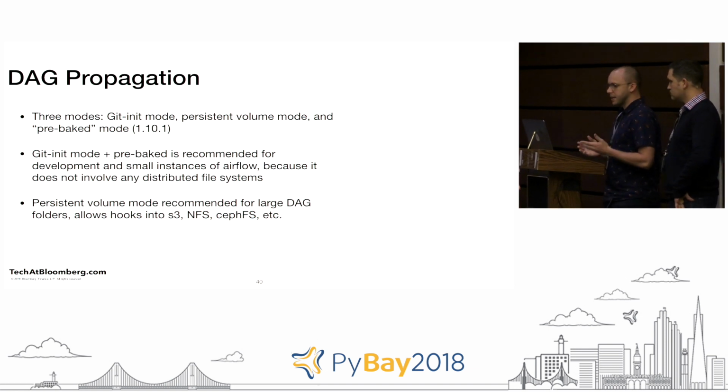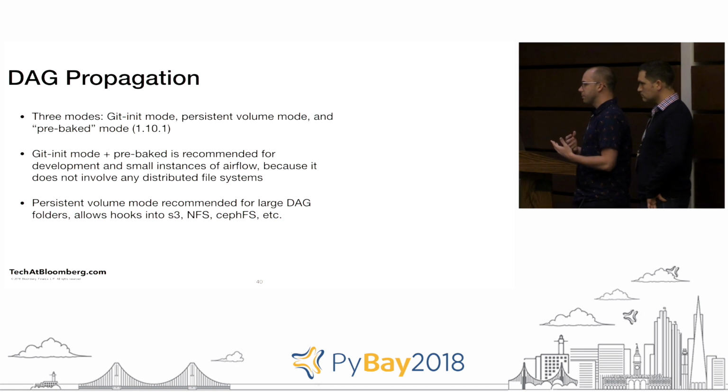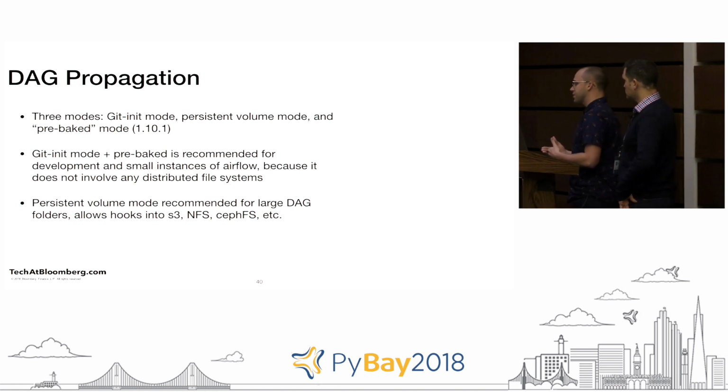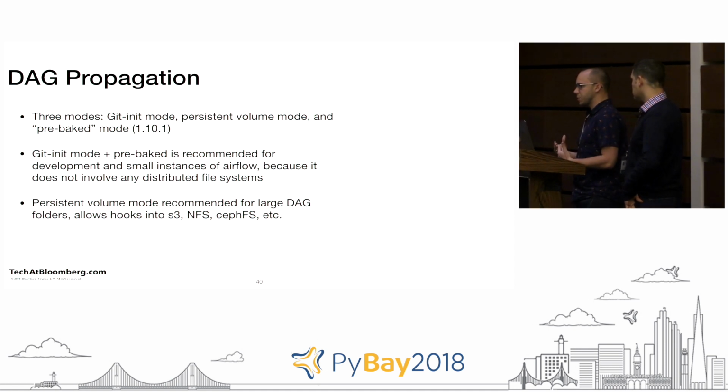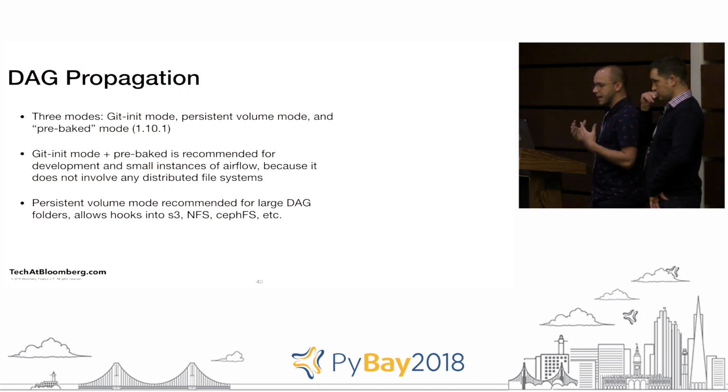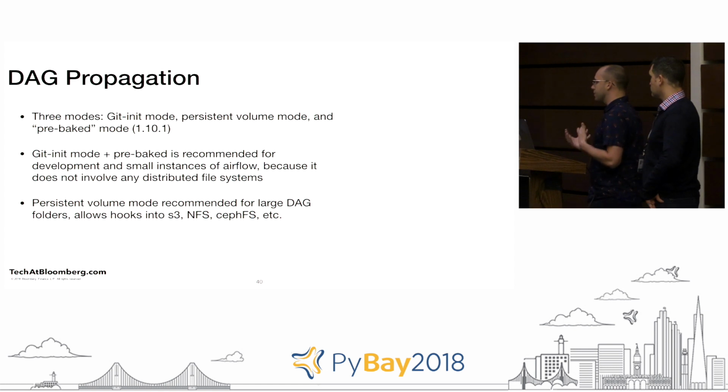We recommend the Git Init Mode and the pre-baked mode for people running small to medium-sized Airflow instances, purely because these are the simplest ones to set up and the easiest ones to maintain. But for cases of companies with very large-scale deployments, we also offer a persistent volume mode. Persistent volumes are actually a native feature in Kubernetes that allow you to take something like NFS or Ceph or other distributed file systems and treat them as if they are a local directory in your image.